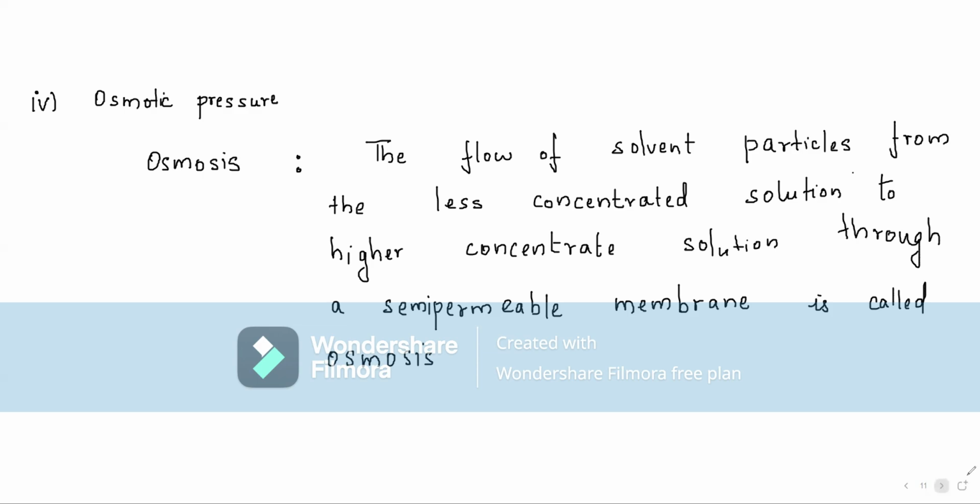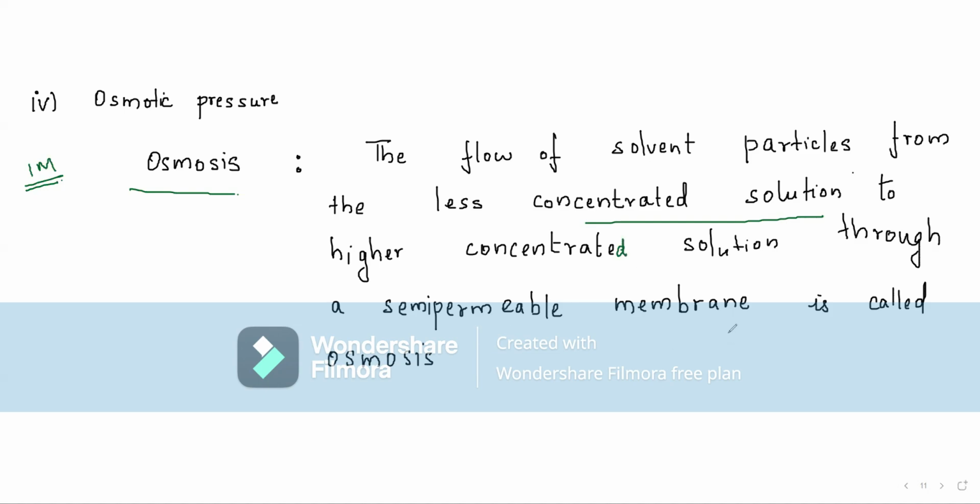The last colligative property which we need to study is osmotic pressure. Before we learn osmotic pressure, we must know what is osmosis. This itself can be a 1-mark question. Osmosis is the flow of solvent particles from the less concentrated solution to a higher concentrated solution through a semi-permeable membrane.